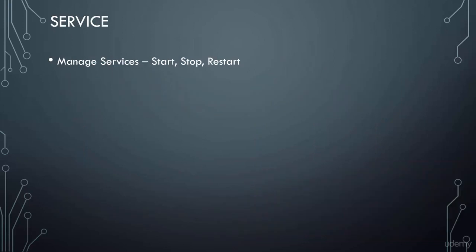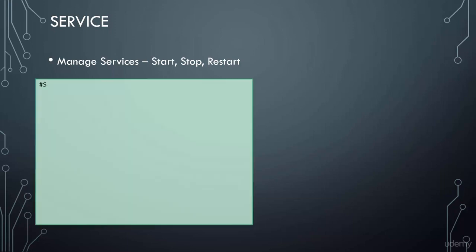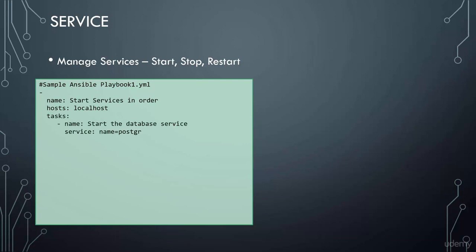Let's look at the service module. The service module is used to manage services on a system, such as starting, stopping, or restarting a service. The sample Ansible playbook is used to start various services in a particular order. First, we start the database service using the service module. The service module, unlike the previous modules, does not have a freeform input, which means you have to pass input in a key value pair format.